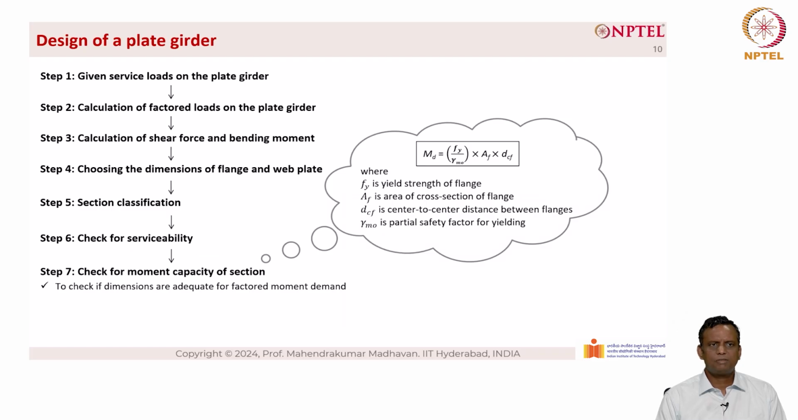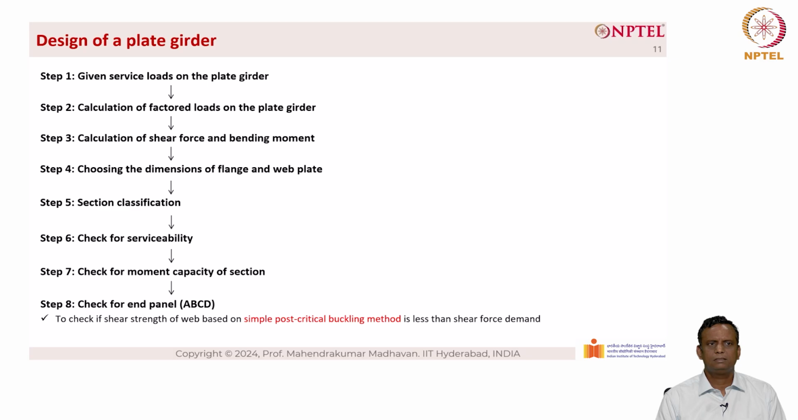Step 7 is to check for moment capacity of the section. To check if the dimensions are adequate for factored moment demand, M sub D is given as Fy by gamma m naught into A sub F into D sub Cf, where Fy is the yield stress of the flange, A sub F is the area of the cross section of the flange, DCF is the center to center distance between the flanges, and gamma m naught is the partial safety factor for yielding.